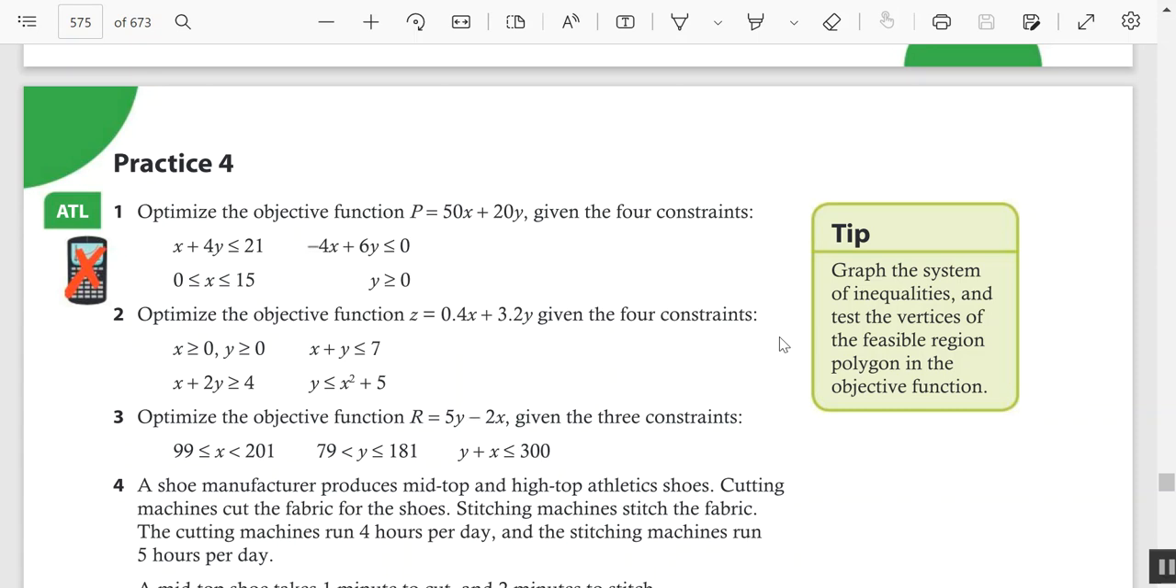P is equal to 50 multiplied by x plus 20. So I'm going to find an x and a y value that put into that. How many x and y values can go into it? An infinite number. We can put an infinite number of x and y values into that, which would give me an answer for P. Okay, so that's part of it.